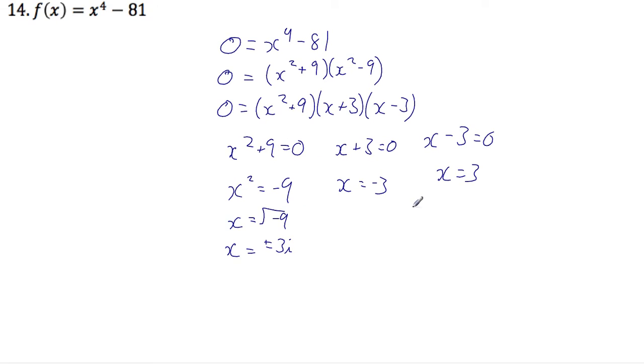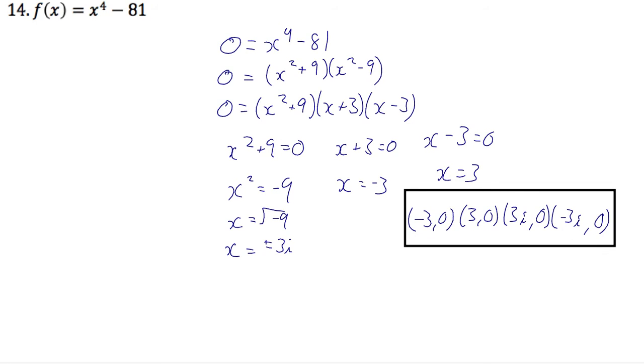So if we write these as points, we get -3, 0; 3, 0; 3i, 0; and -3i, 0. Honestly, that's a little bit weird with those imaginaries as points, but it's not a big deal. All right, and that's it. We're going to have zeros just as we did with those problems where we had to graph. But now we just have some imaginary ones as well, and that's fine.